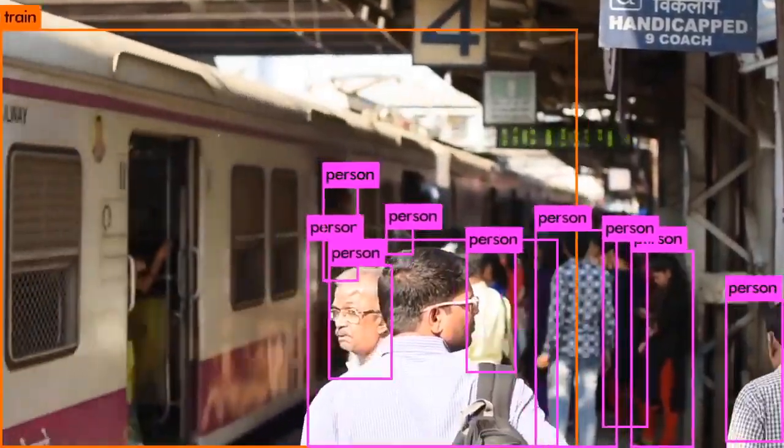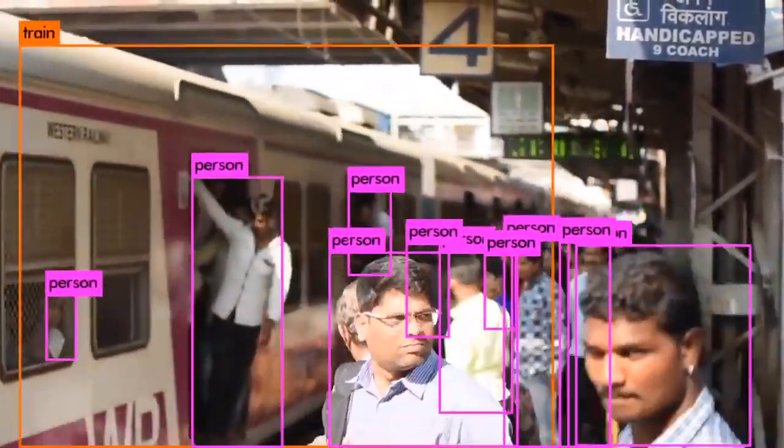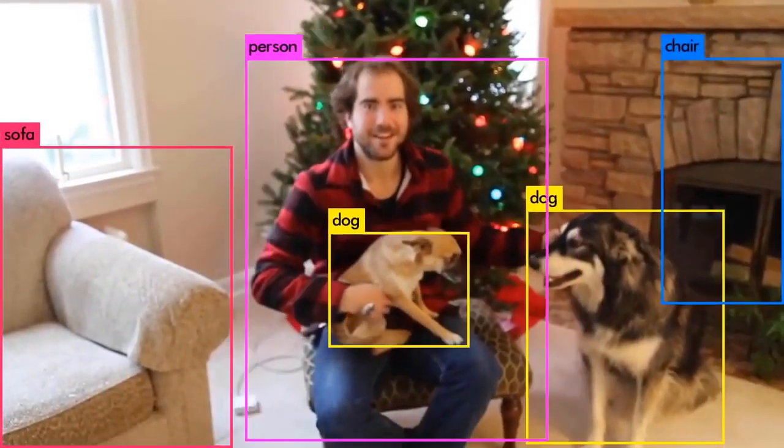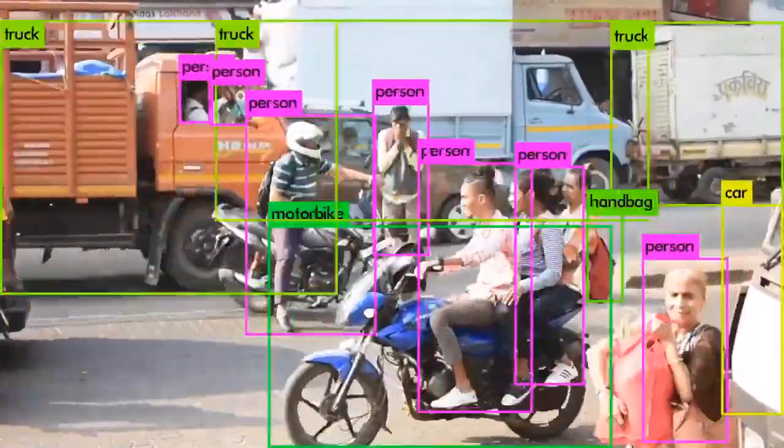In this video, I'm going to explain the working of the YOLO algorithm, which is used in object detection. So we'll see the theoretical understanding of the YOLO algorithm completely from scratch in this video. And with that said, let's get started.